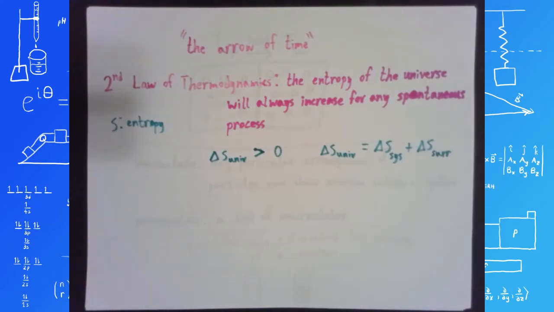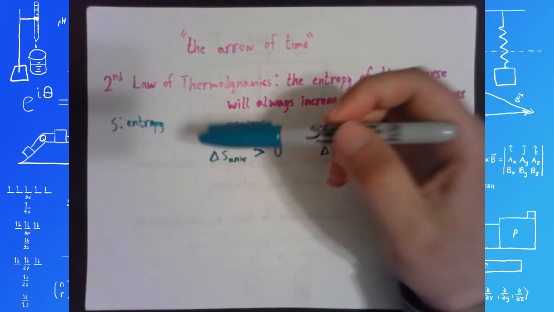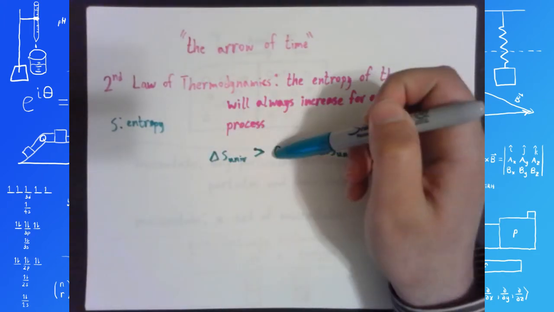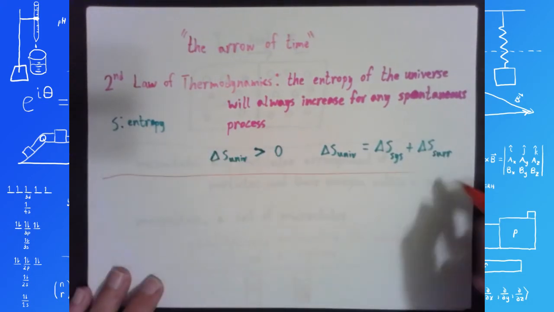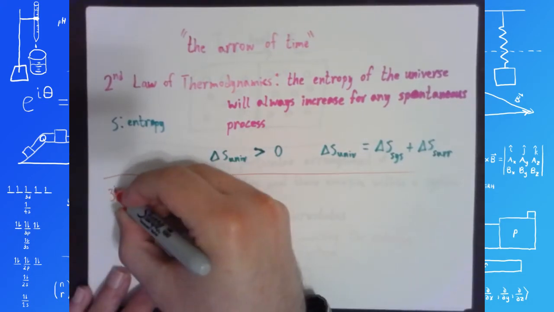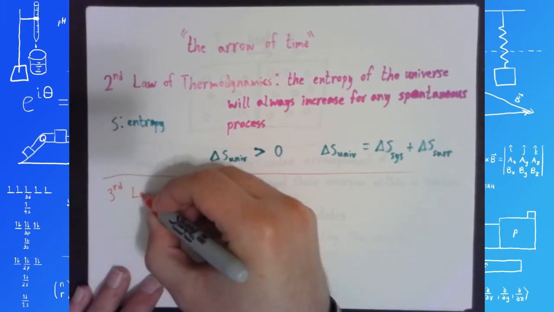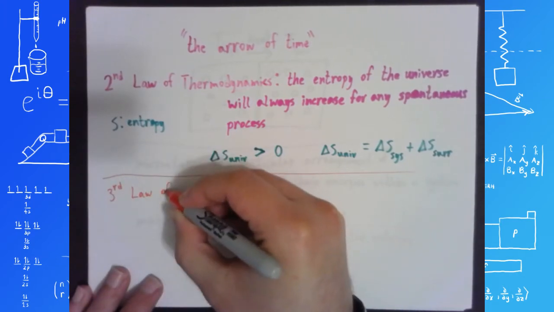Now, there is one case in which delta S universe doesn't have to be greater than 0, and that is for any process that occurs at a temperature of 0 kelvins. That's the third law of thermodynamics.